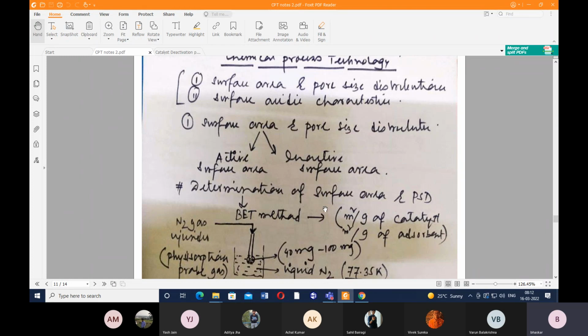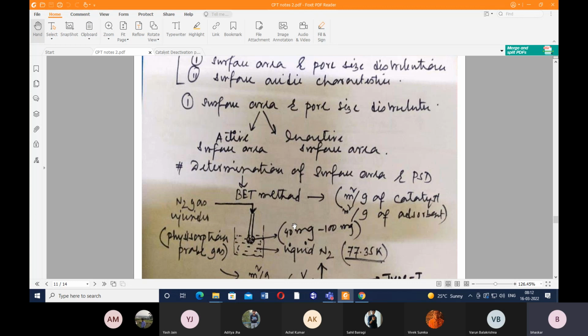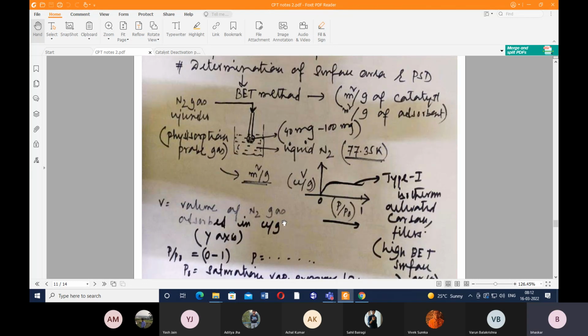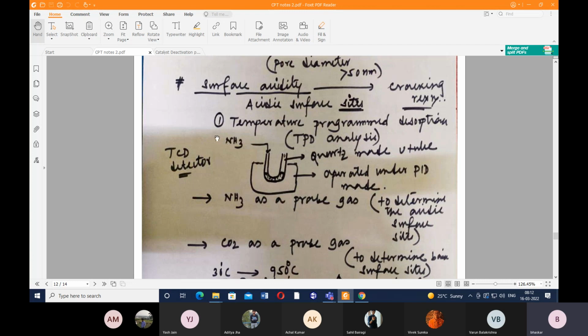There are several reactions where you will understand how acidic surface sites play a major role. Like in petroleum refinery, when we talk about catalytic cracking reaction, hydrocracking reaction, sometimes in reforming operations also, acidic surface sites play a major role. That is why you need to remember what is an acidic surface site. In the last class, I already talked about it.